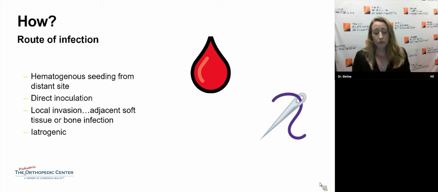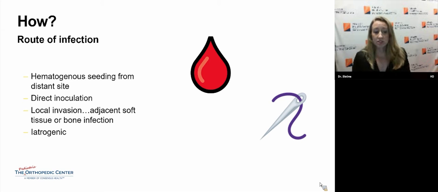Okay, how do these spread? So the most common way that infections spread to the bone and develop osteomyelitis is through hematogenous seeding from a distant site. So they may have an infection elsewhere in the body, not from the bone, and it spreads to the bloodstream and then seeds the bone. It can also be from direct inoculation, so some sort of trauma or a needle or an impalement from some other object going from outside in.